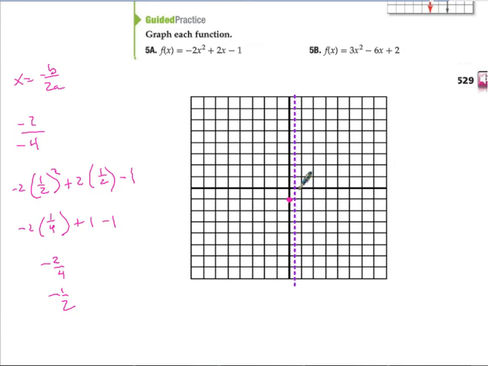So here's my axis of symmetry, and then if I go down to negative 1/2, that's the y value of the vertex, and then I can use the axis of symmetry to put a point there. If that's not enough for you, pick some more points. Like say we pick 2.